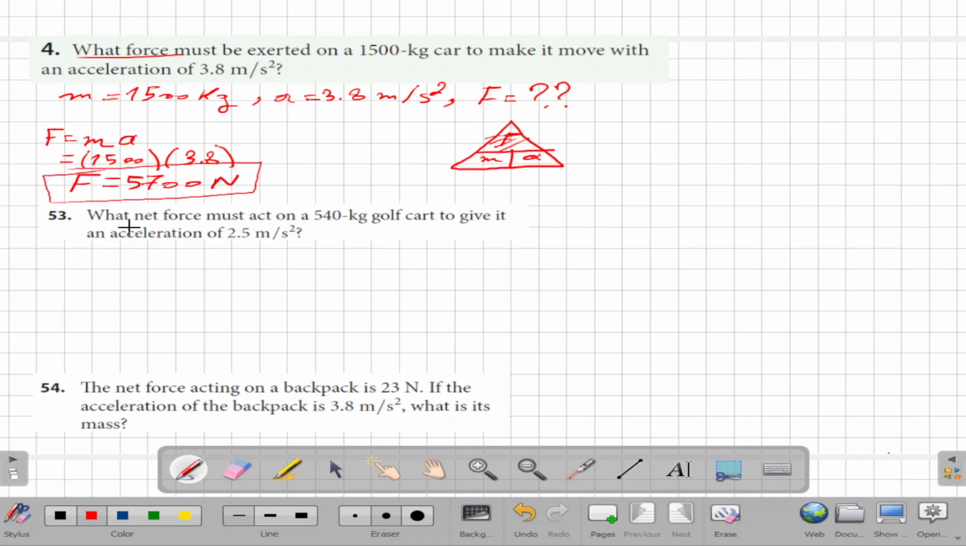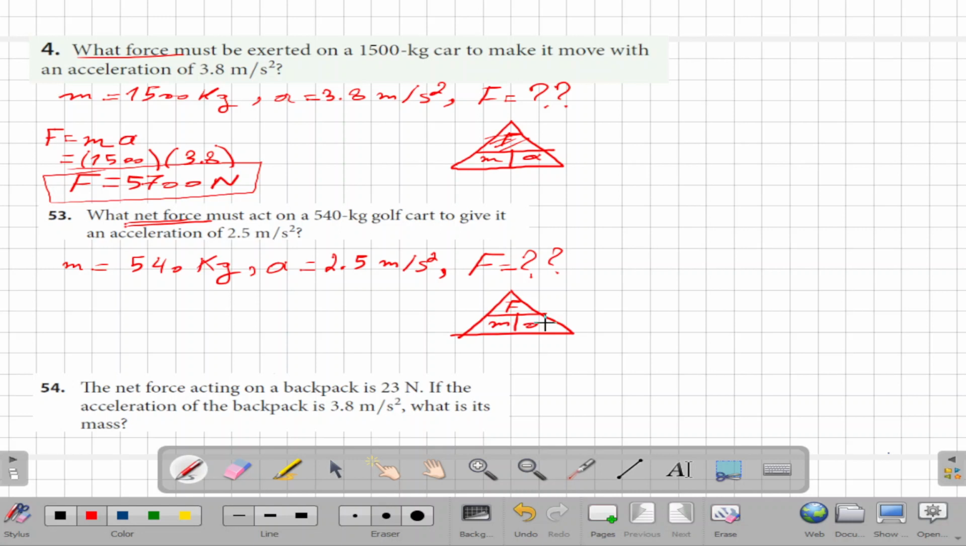Okay, what net force? Net force means the summation of forces. What net force must act on a 540 kilogram golf cart? So we have mass equal to 540 kilogram, to give it an acceleration of, so we need to accelerate the cart at a rate of 2.5 meters per second squared, and we want to find the net force. Also, we need to apply Newton's second law here.